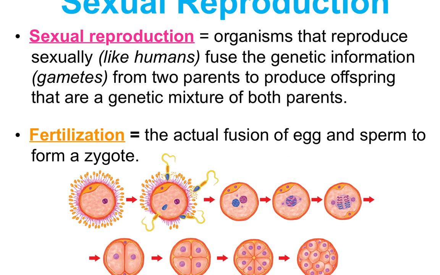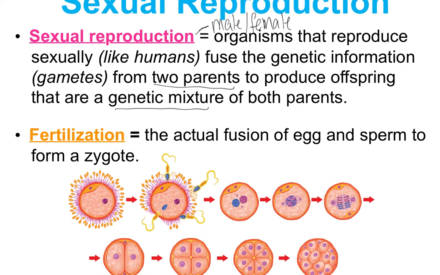Sexual reproduction really means one thing. If you have an organism that is sexually reproductive, it means that there's a male and a female of that species. Organisms reproduce sexually, like humans. We're an example of that. It's the fusing of their genetic information, or their gametes, from two parents, a male and a female, to produce offspring that are a genetic mixture of both of the parents.